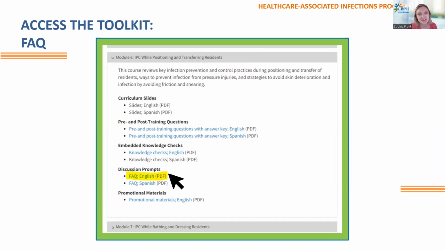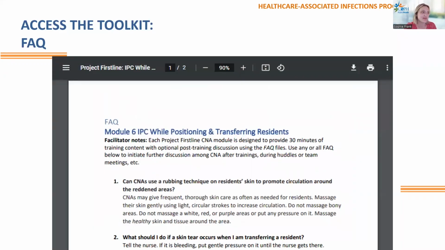Hopefully this screenshot here is looking a little familiar, because we're going to navigate to the training modules table on the toolkit webpage, navigate to the Module 6 section of the table, and then look for the FAQ appendix file to open in English. The FAQ file will open in another tab. It includes facilitator notes, the questions and answers, and additional references with links.